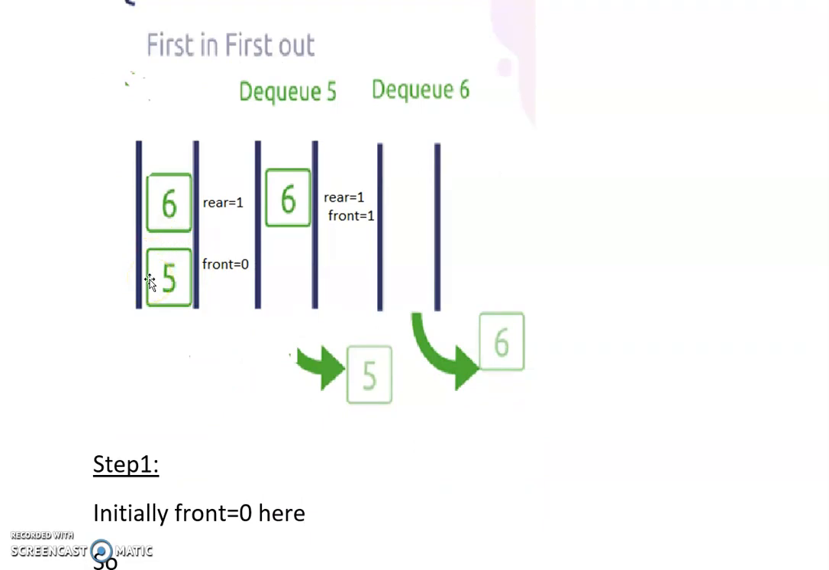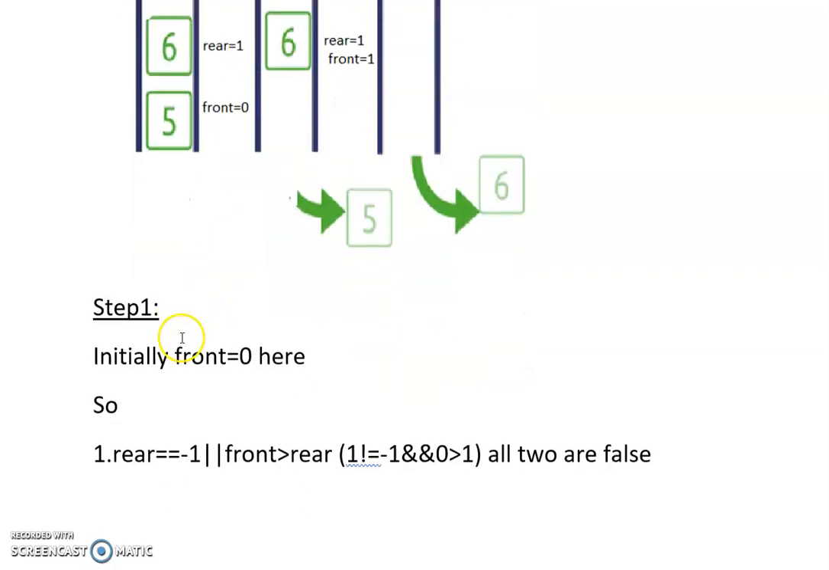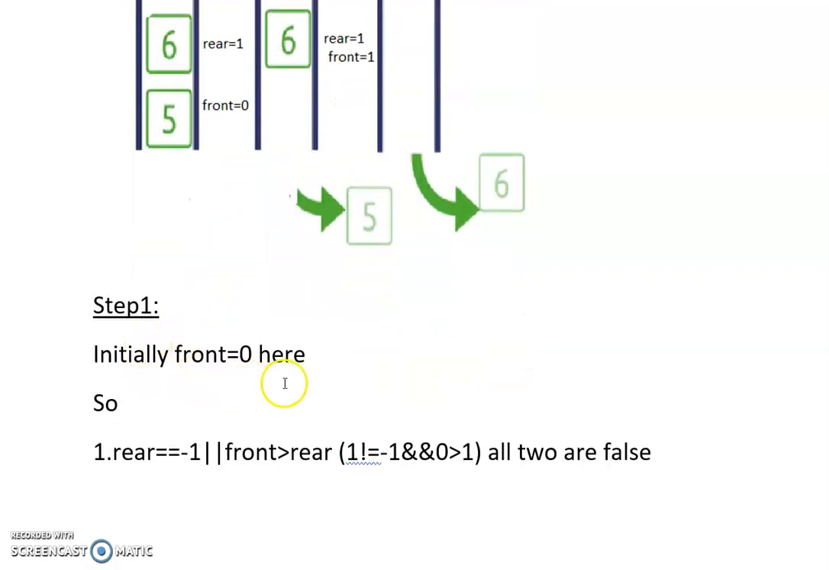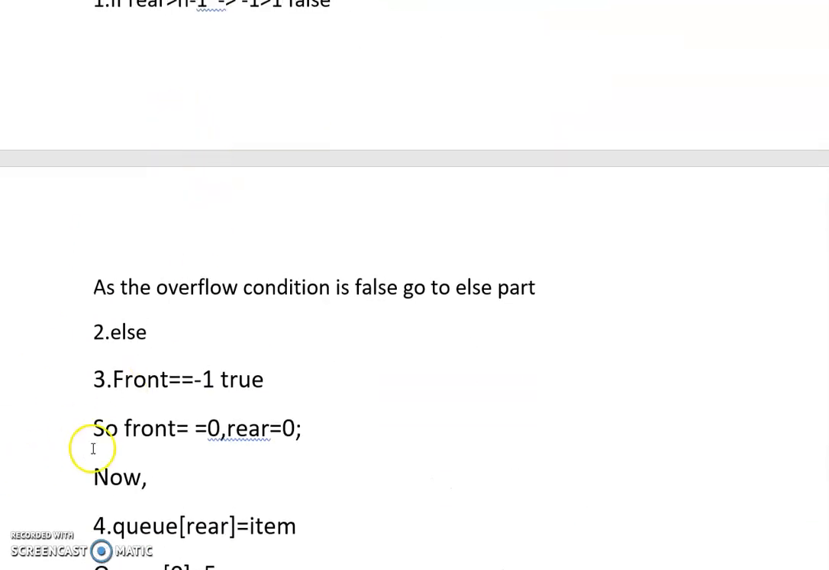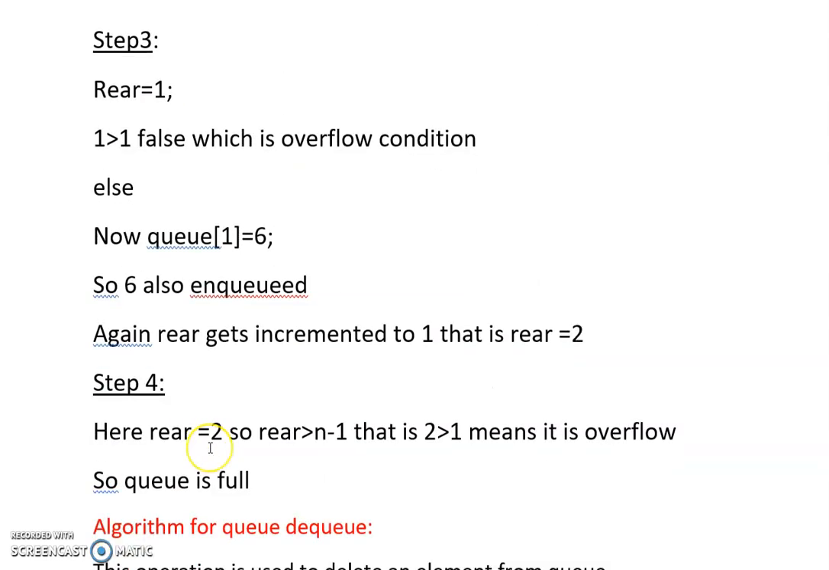End if. Recently we inserted Q5. We are deleting elements from this Q. Step 1, initially front equal to 0. Why front equal to 0? Because here we got front equal to 0, rear equal to 1. We incremented only rear because while inserting an element, only the rear value increases. The front value stays constant. That front value we are going to use now.